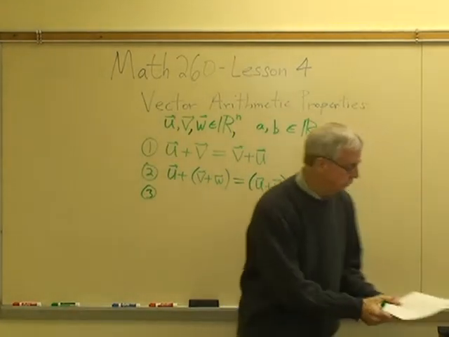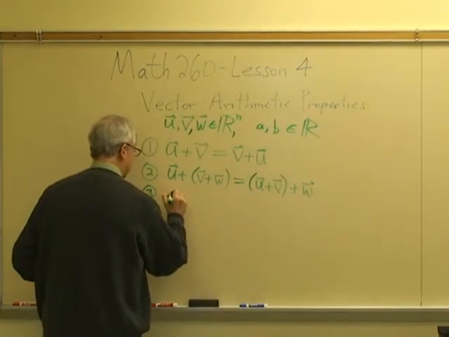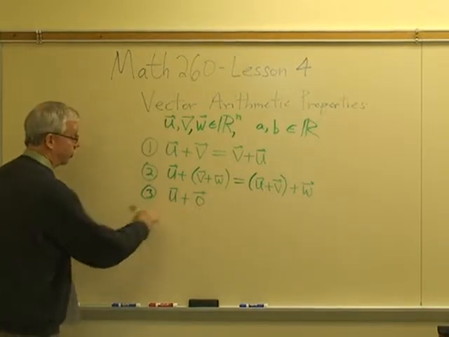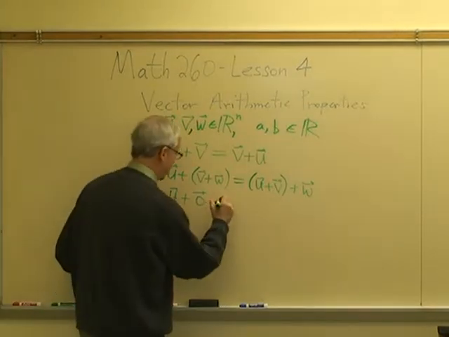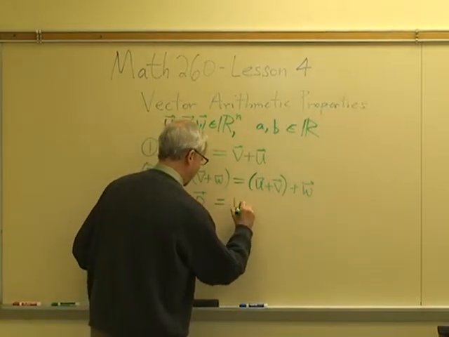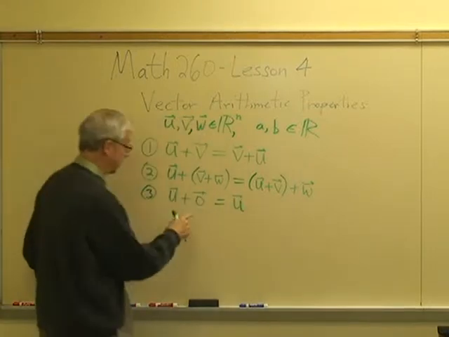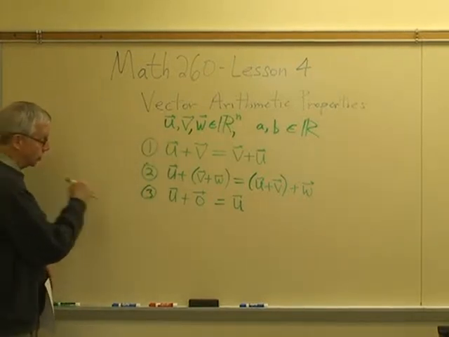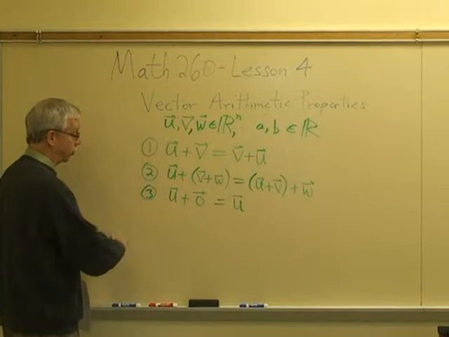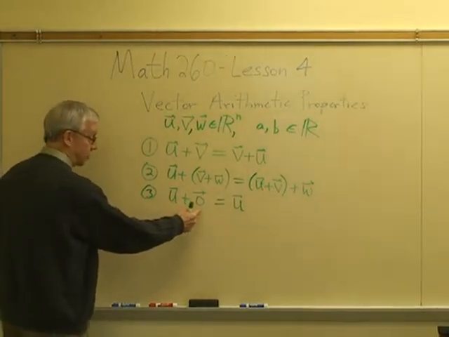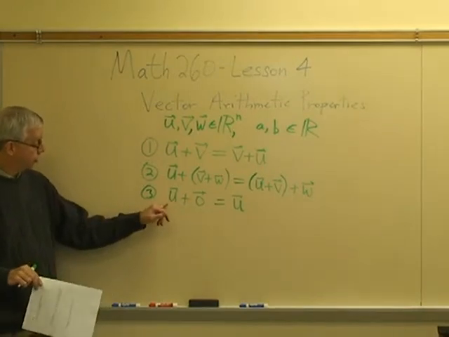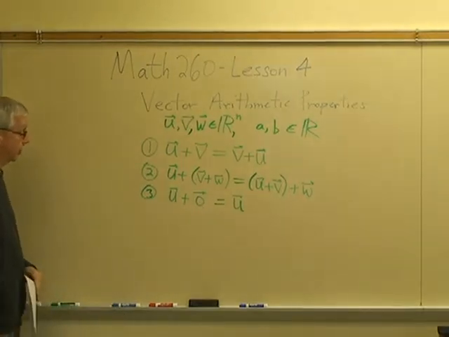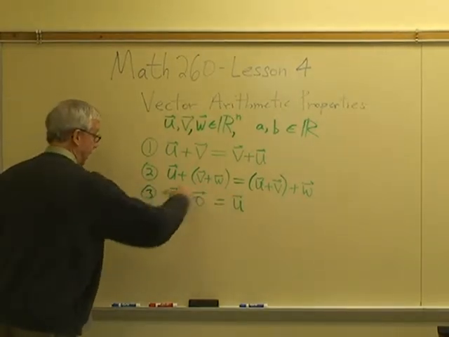Property 3 is an easy one. U plus the 0 vector gives me just U. That is, the 0 vector acts as the additive identity, just like the 0 number acts as the identity for regular real number addition. So notice this is a vector of zeros of the same size as U, not just the 0 number, because I can't add a number to a vector. So this is U of length n, and this is a collection of n zeros that makes up a vector of the same length. And so this acts as the additive identity.